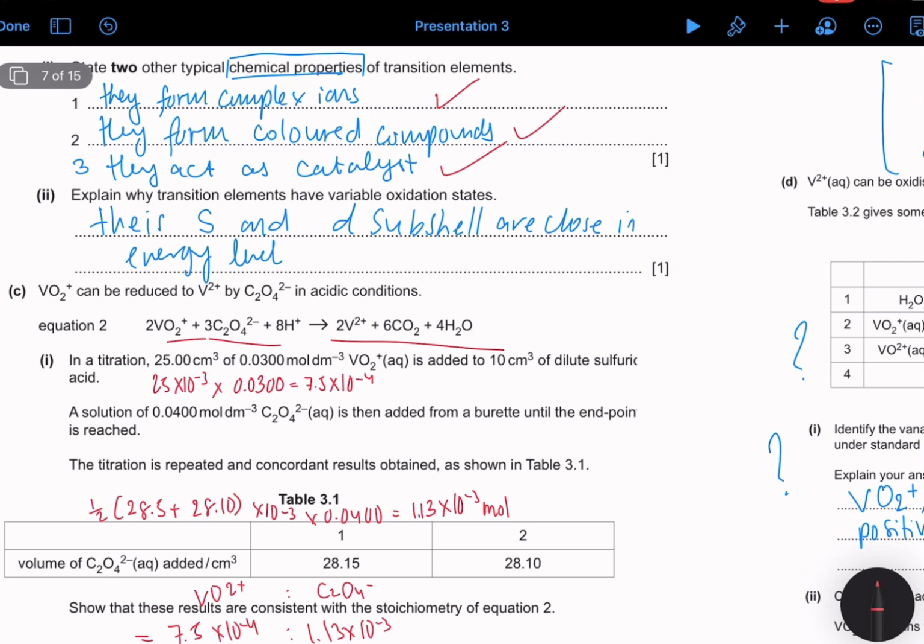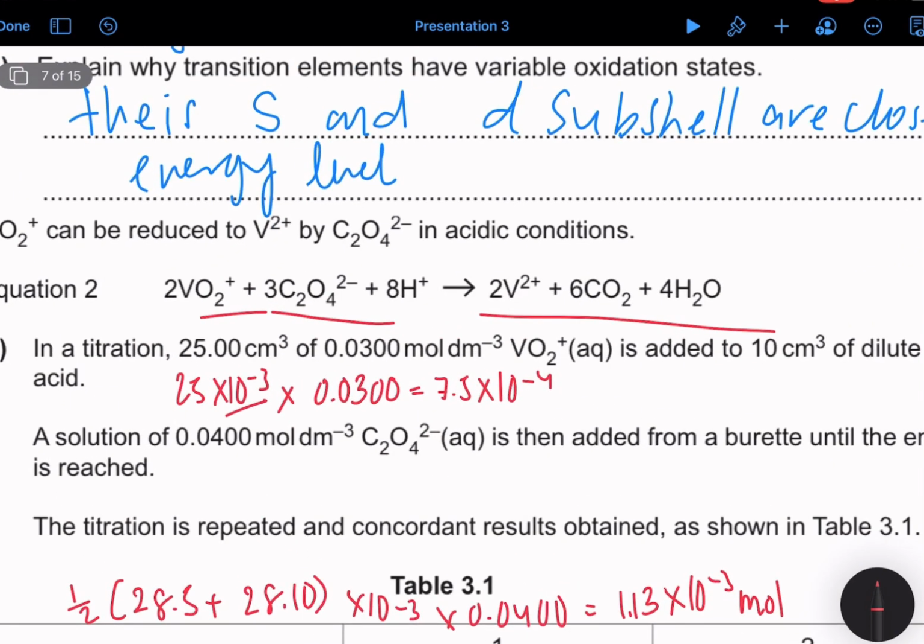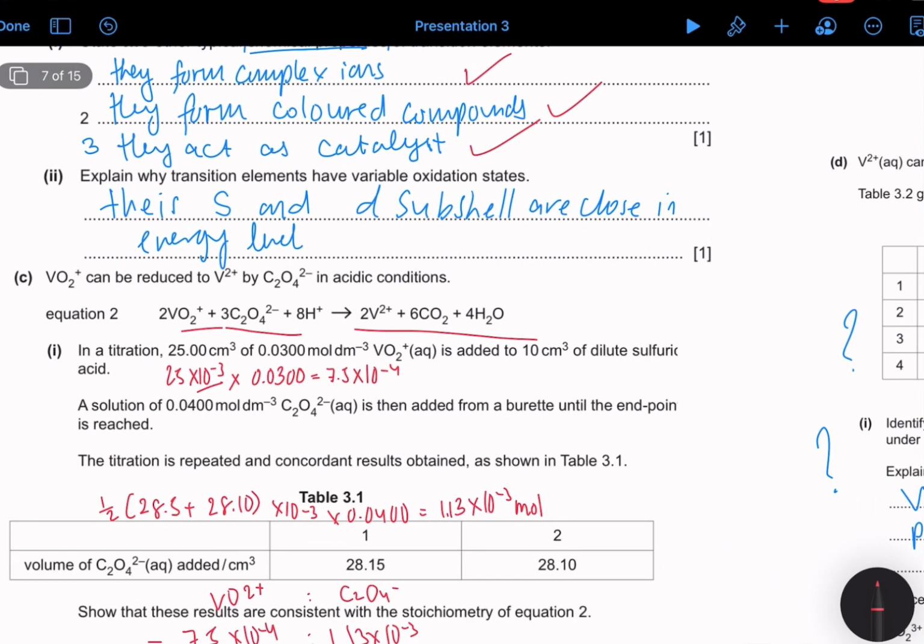Alright, so with this information we can count the amount of mole present, which is your volume times your concentration. Make sure to convert it into decimeter cube, by the way. Alright, a solution of 0.04 mole per decimeter cube of C2O4 2- is then added from a burette until the endpoint is reached. The titration is repeated and concordant results are obtained.